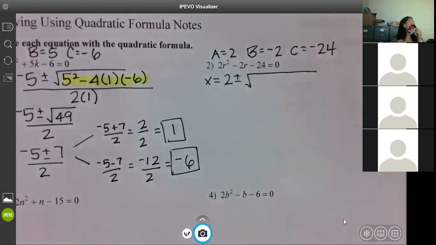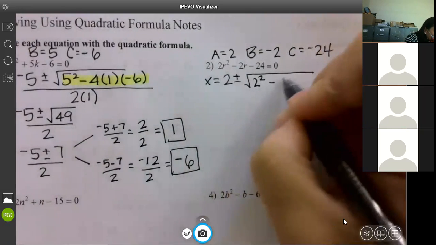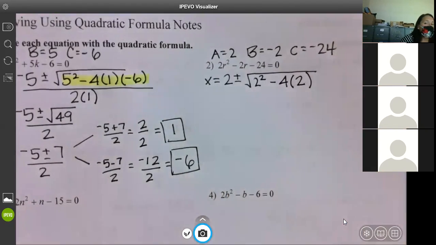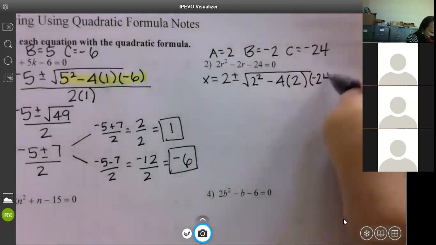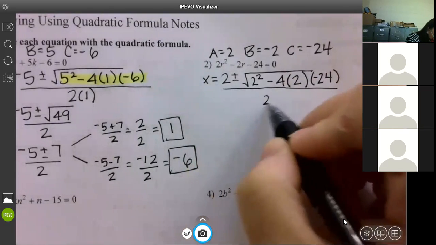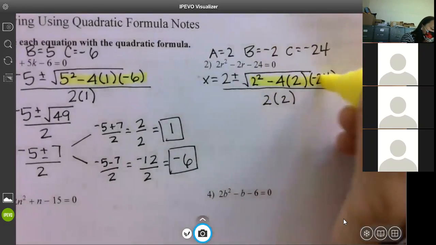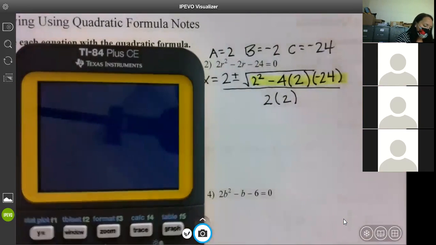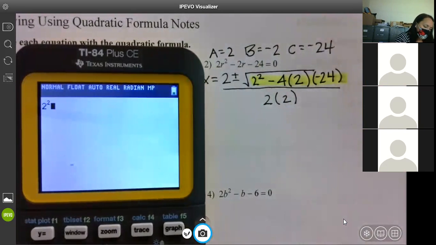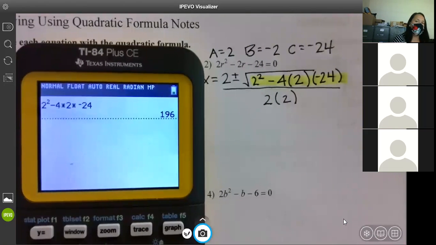Now, inside the square root, for that b squared, I always use the positive because when you square it, it becomes positive anyway. So I always use a positive for this one so I don't screw it up in my calculator. So I just go ahead and change it. 2 squared minus 4 times a is 2, c is negative 24, all over 2 times a. Again, only do what's underneath the square root. So 2 squared minus 4 times negative 24.